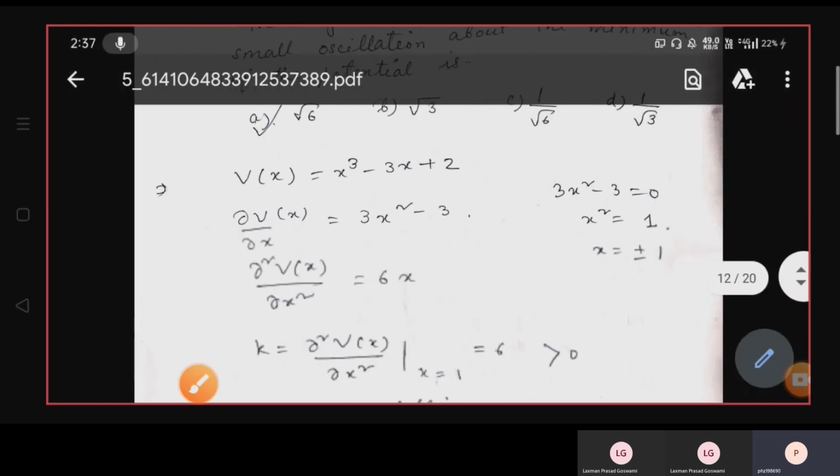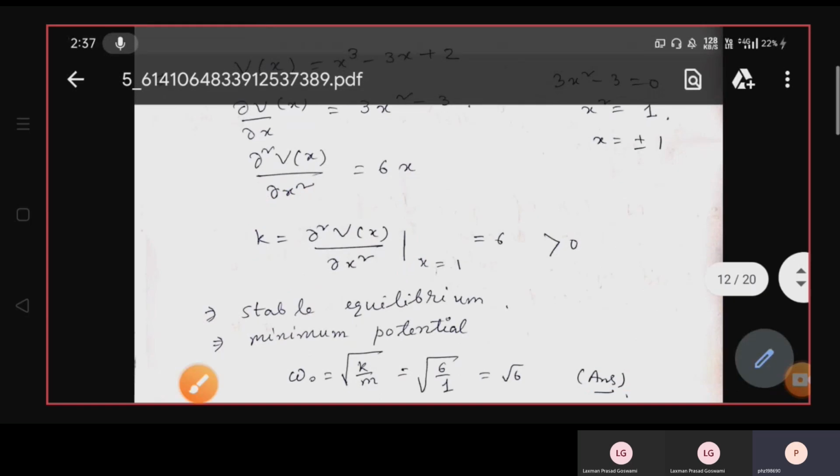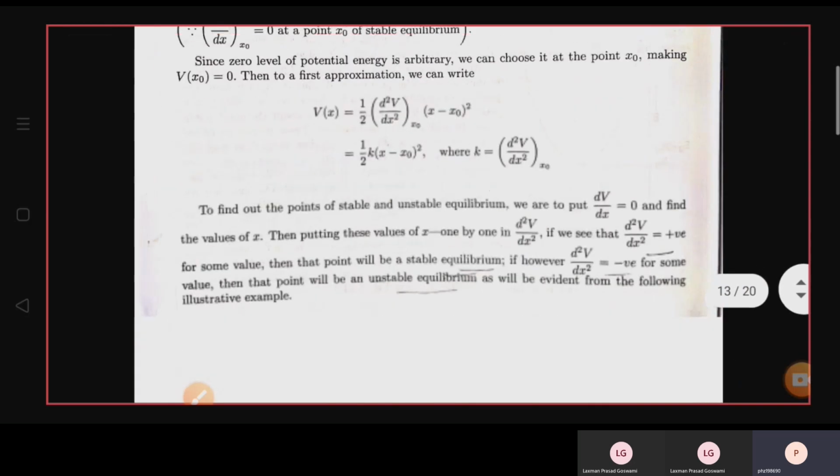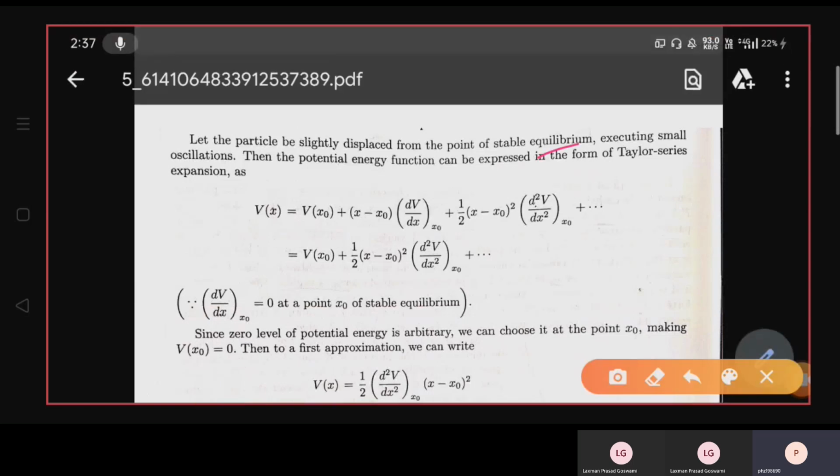So here you have to understand why we take k as d2V/dx2, or how it comes from. This is a very interesting thing, and you should all know the physics here. Suppose we take a particle that is slightly displaced from the point of its stable equilibrium. It will execute simple oscillation because it will try to come back to the equilibrium position due to its mass or inertia. It will go some distance away, then come back, then go away, then come back. So it will execute small oscillations.